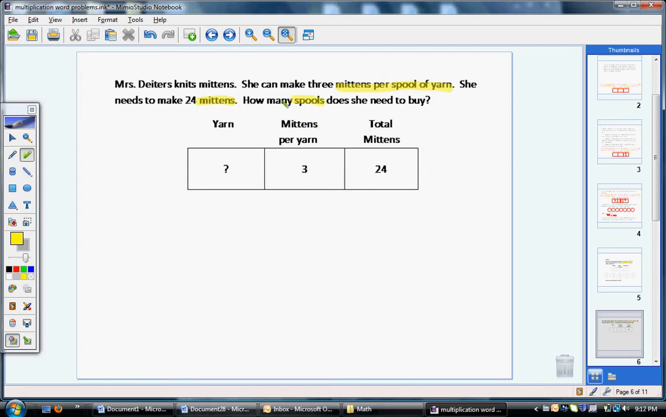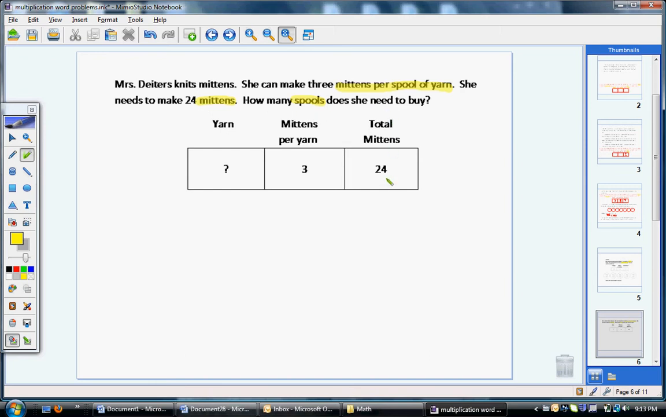I need to analyze that question to figure out where to put my question mark. How many spools does she need to buy? How many yarns does she need to buy? Well, my yarn is right here, so my question mark is actually going to be at the beginning this time. Then I fill in the rest of my numbers. When I look at my keyword, mittens per spool of yarn, I can see that she had 3 mittens per spool of yarn. So mittens per yarn was 3. When it says she needed 24 mittens, that would be her total mittens, so I put the 24 here.